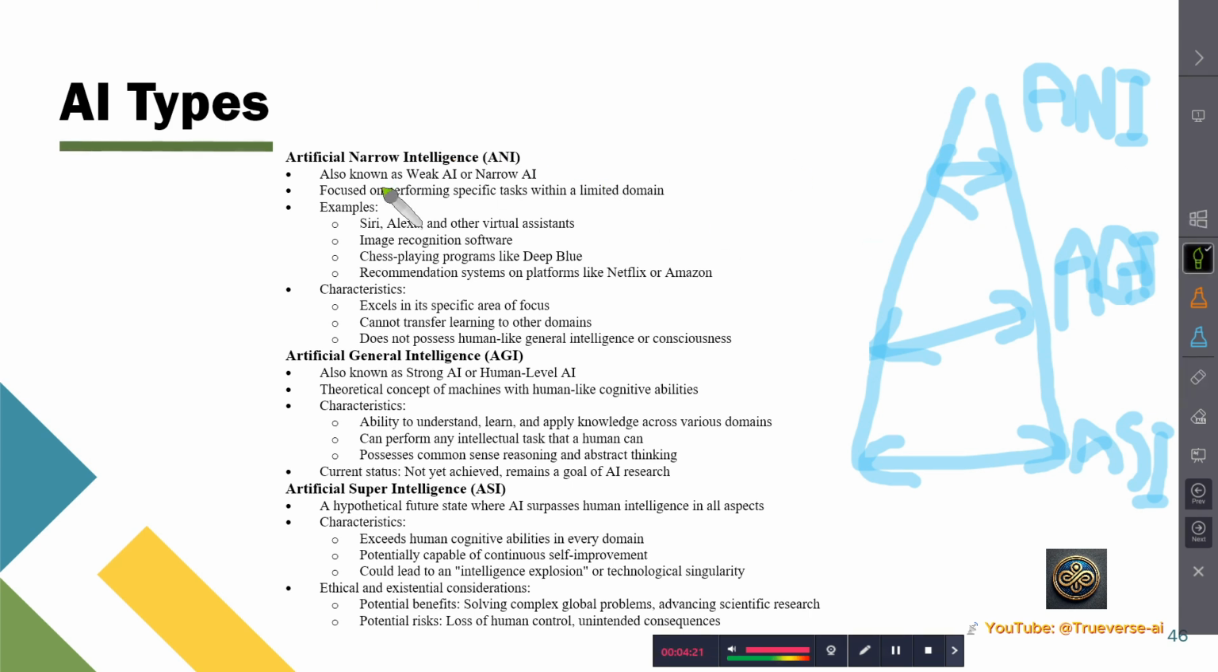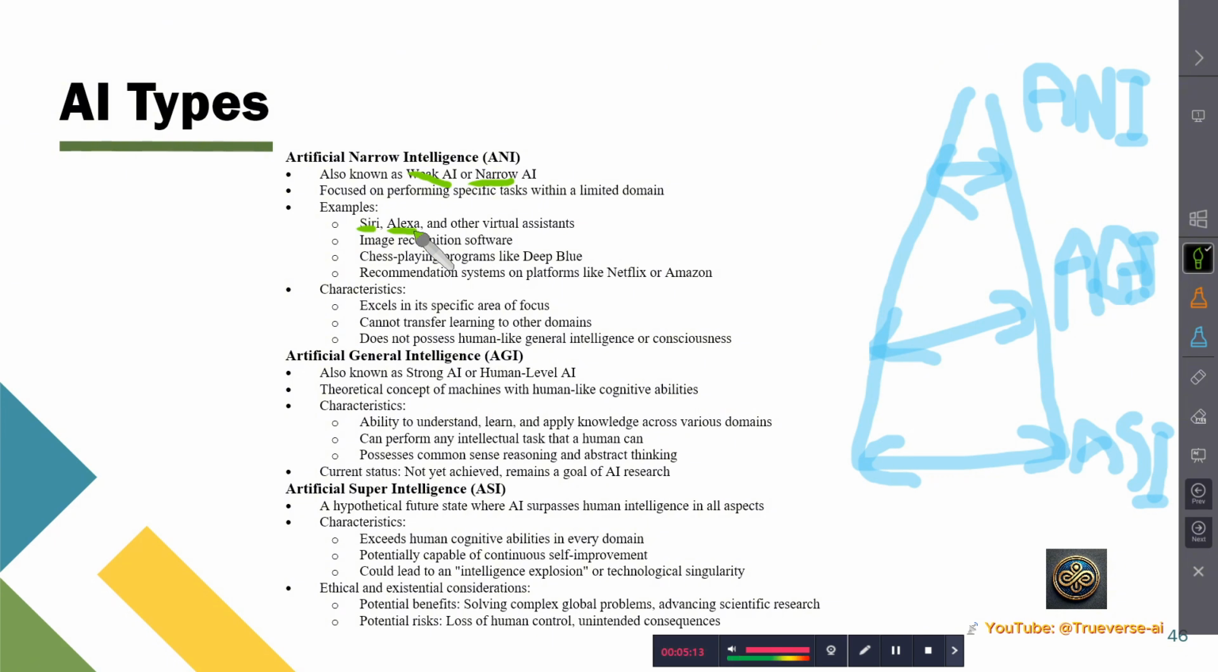So when we are in ANI, not only is it called weak and narrow AI, you can see this type of AI is focused on performing a specific task within a limited domain. It excels in a well-defined area, but cannot generalize its knowledge to other domains. So this is the point: well-defined for some domain, it is not able to generalize.